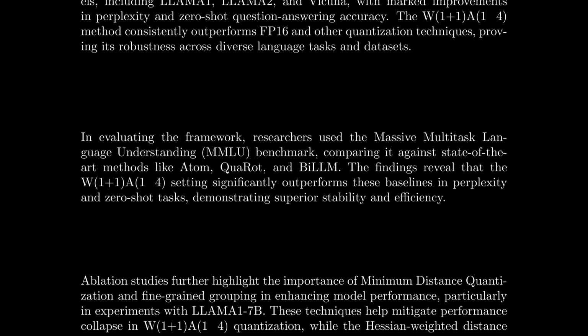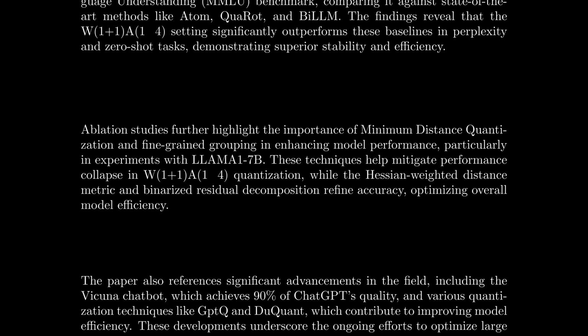The findings reveal that the W+1 A1 times 4 setting significantly outperforms these baselines in perplexity and zero-shot tasks, demonstrating superior stability and efficiency. Ablation studies further highlight the importance of minimum distance quantization and fine-grained grouping in enhancing model performance. Particularly in experiments with Llama 17B, these techniques help mitigate performance collapse in W1+1 A1 times 4 quantization, while the Hessian weighted distance metric and binarized residual decomposition refine accuracy, optimizing overall model efficiency.